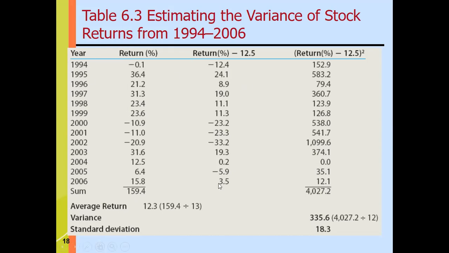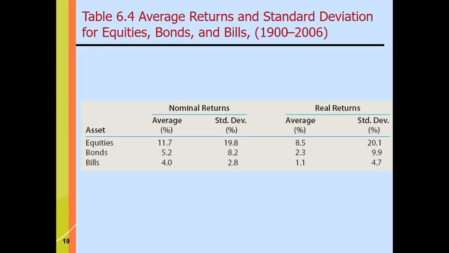And then after that, the difference will be squared. So that's why we have here R sub T minus R bar, the mean, and then squared. Then we get the total, 4027.2, and then we divide that by n minus 1. So the number of items here, or the population or sample items, that's 13 minus 1, that's 12. So we get 335.6, and the square root of this is 18.3, expressed in percentages. So the standard deviation is 18.3%, while the variance is 335.6%.